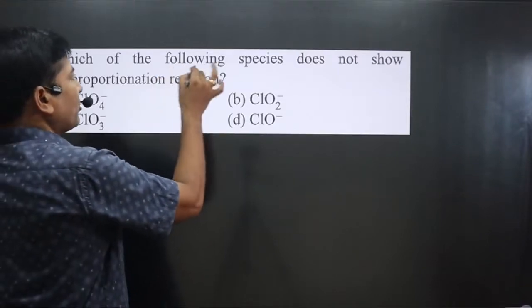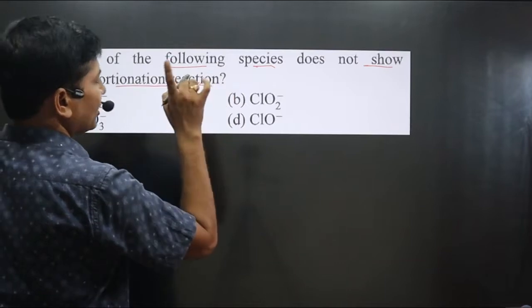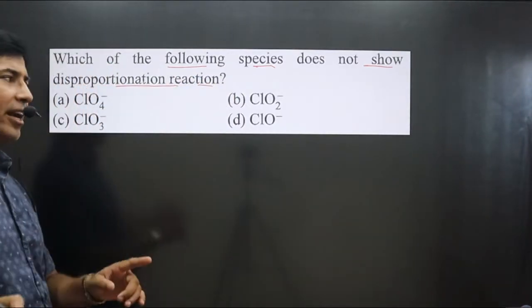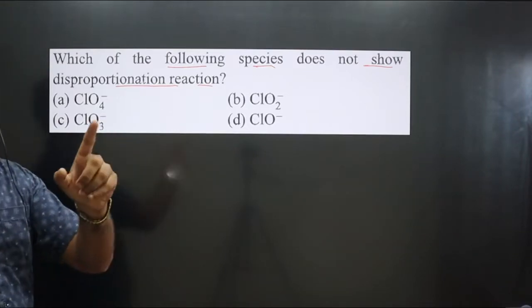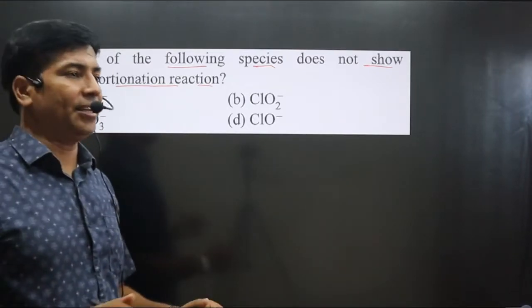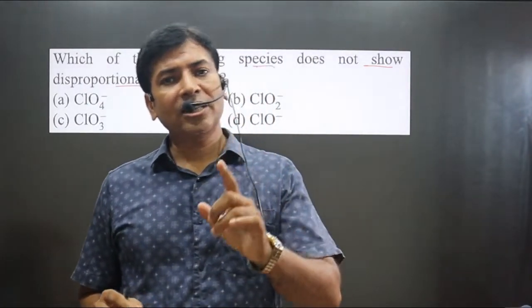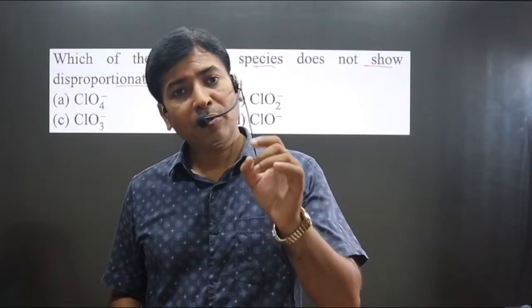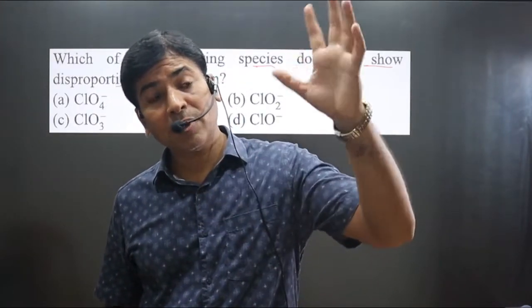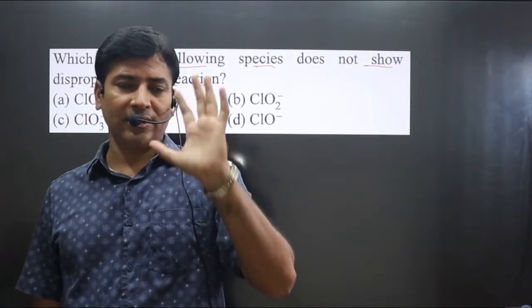The question says, which of the following species does not show disproportionation reaction? Very interesting question. How can we identify which species does not undergo a disproportionation redox reaction? Always keep in mind, if the central element present in the species is having minimum oxidation number or maximum oxidation number, it will never undergo disproportionation reaction.